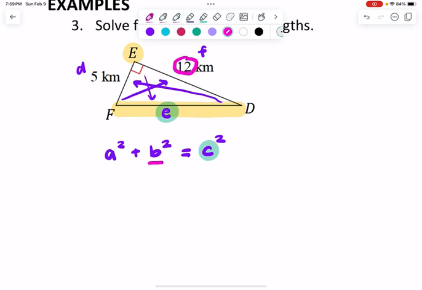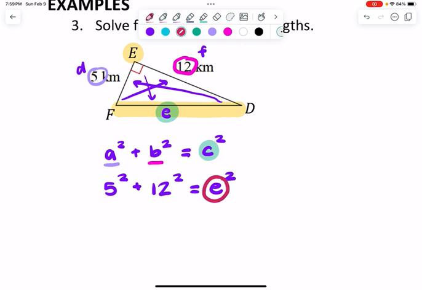I'll put 12 in b and 5 in a. But quite honestly, they don't matter because I'm just adding them together and the order of addition doesn't make a difference in my final answer. So I've got 5 squared plus 12 squared and I get e squared. It is so very important that we are using e as our unknown rather than c. And why is that? Because we have no c in the question.